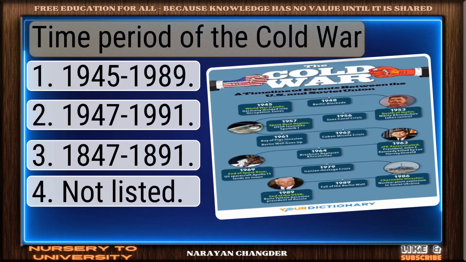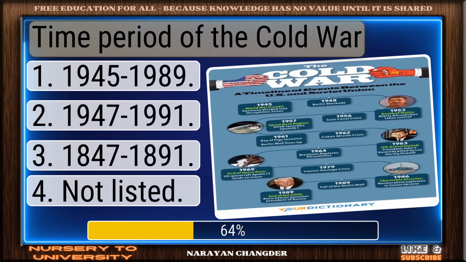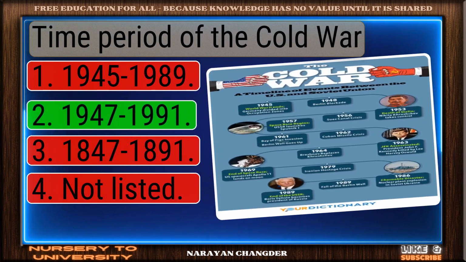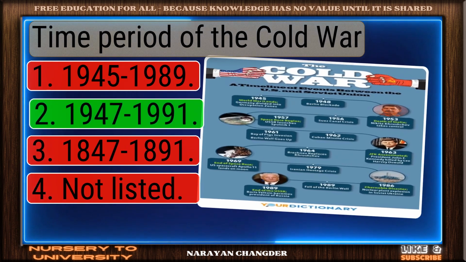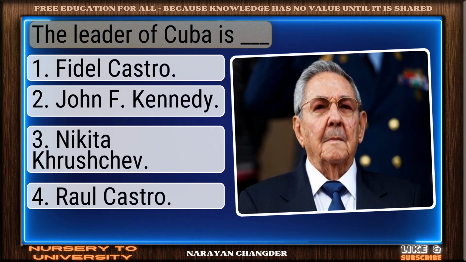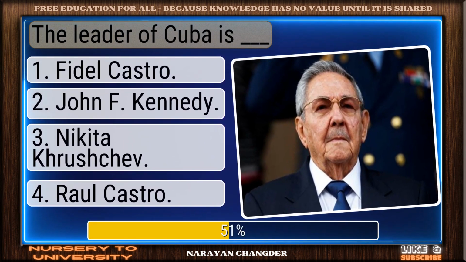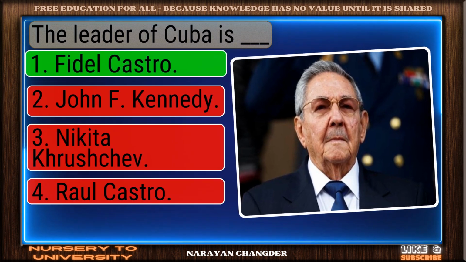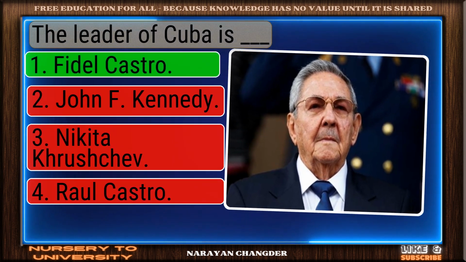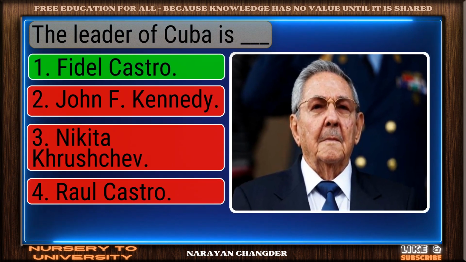Time period of the Cold War. 1947-1991 is a solid answer. The leader of Cuba is Daesh. Right again. Fidel Castro is a valid answer.